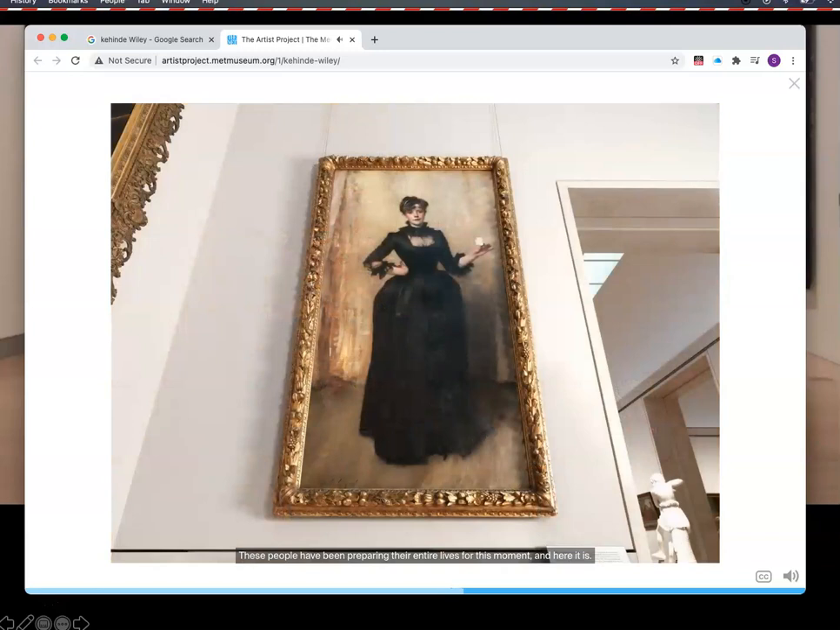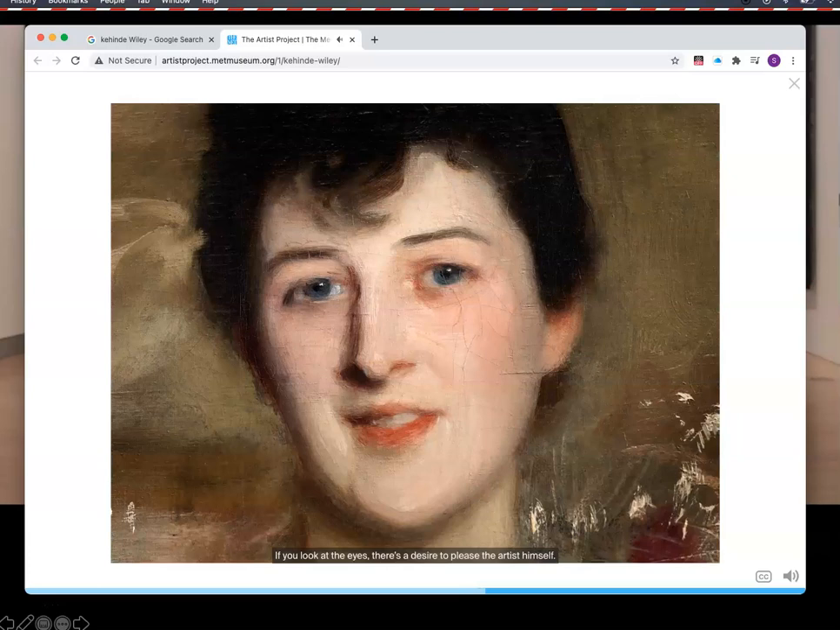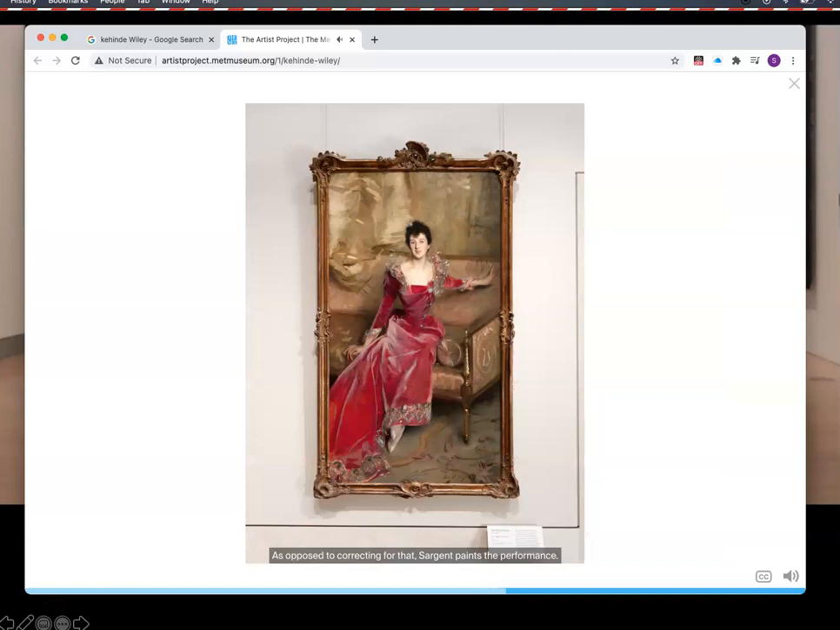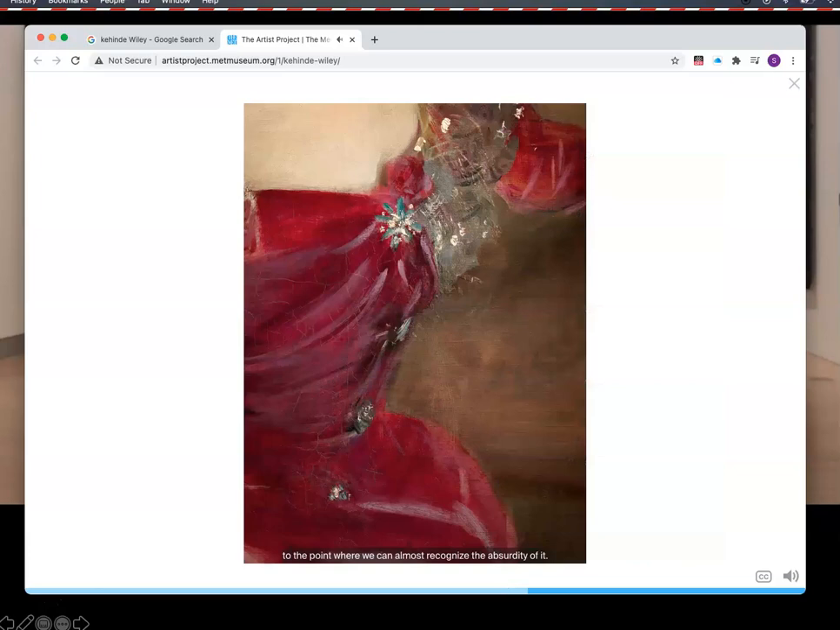And here it is. If you look at the eyes, there's a desire to please the artist himself. As opposed to correcting for that, Sargent paints the performance. The volume's turned up too high on so much of this stuff, to the point where we can almost recognize the absurdity of it.